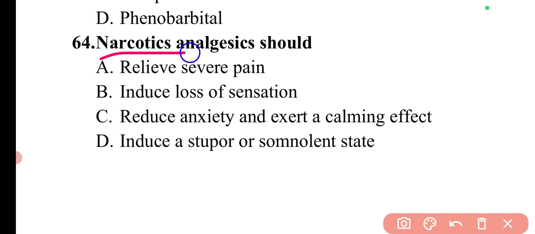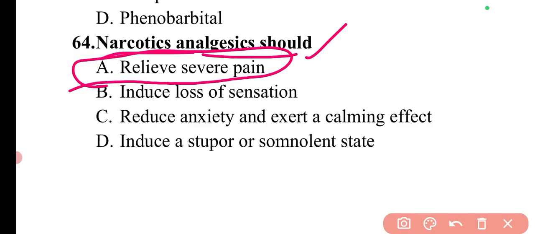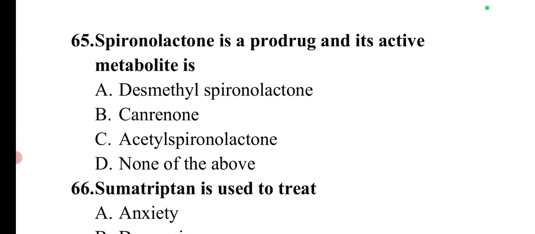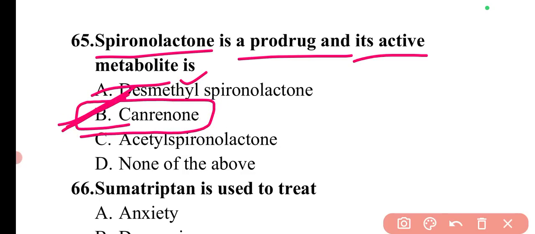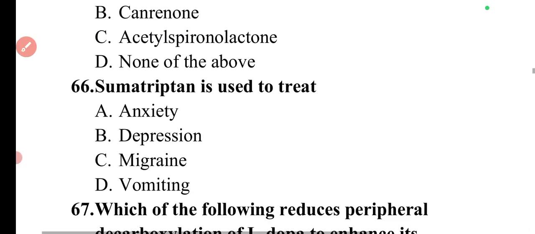Next question is, narcotic analgesics should. So what are the different properties of narcotic analgesics? So basic properties, they should relieve severe pain. So here option A is correct. Next question is, spironolactone is a prodrug and its active metabolite is. So the active metabolite of spironolactone, which is a diuretic drug, is canrenone. It is an active metabolite. So here option B is correct.